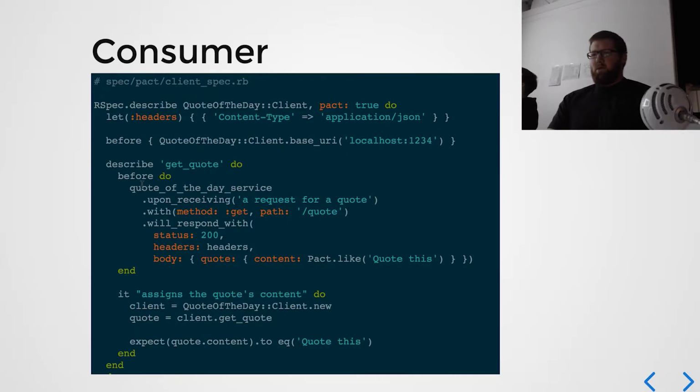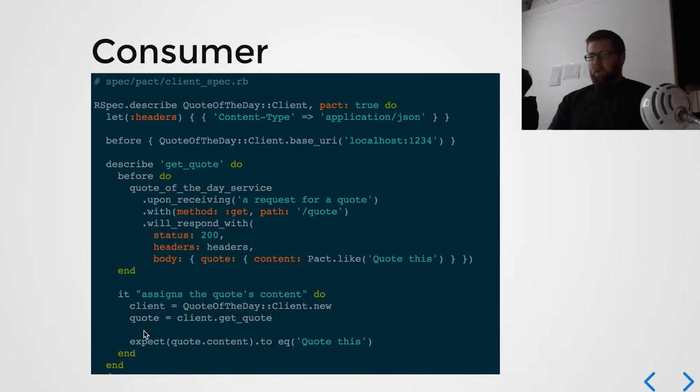And then this is the really interesting part. This is where we define our contract. We say that our quote of the day service, upon receiving a request for quote, just some descriptive text for our contract, with a GET at /quote, you're going to respond with an OK response, application/json headers, and you're going to give me back a quote, and you're going to give me back some content. This Pact-like helper is basically saying content is a string. It's going to be like quote this, but a string.